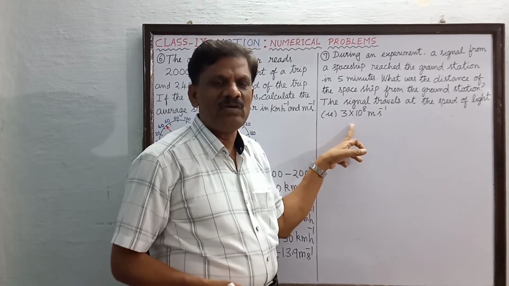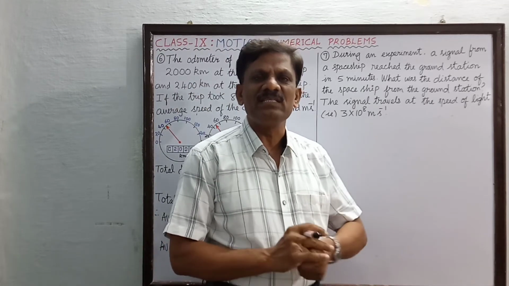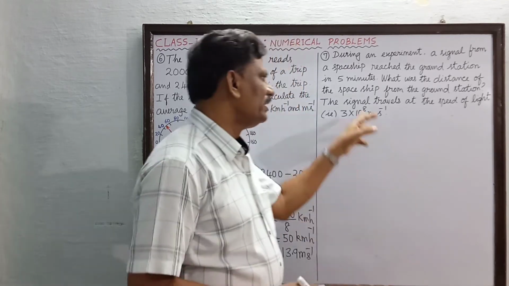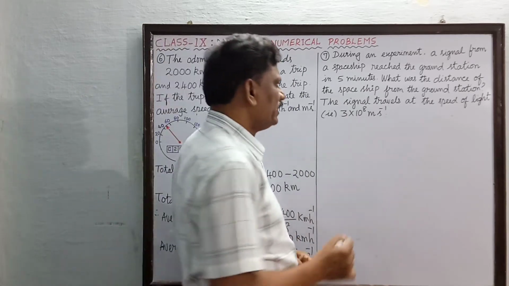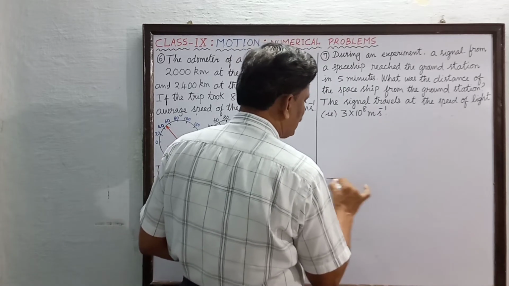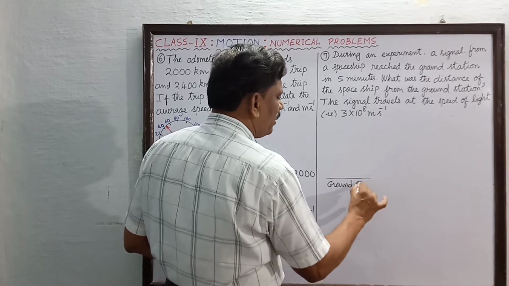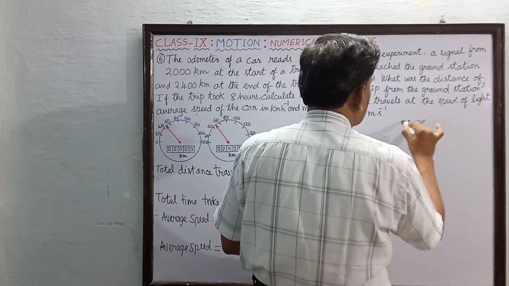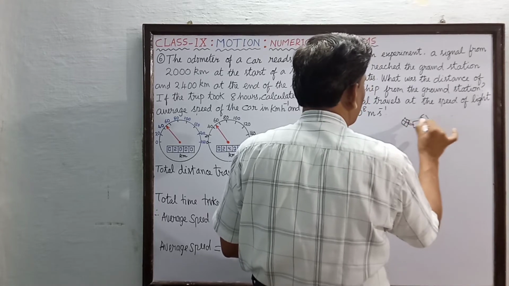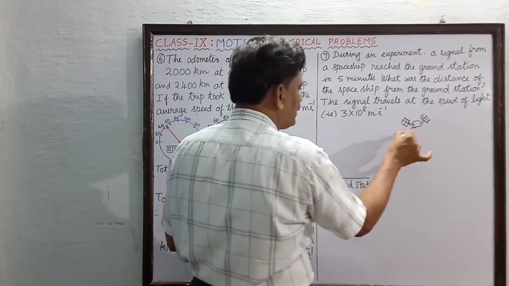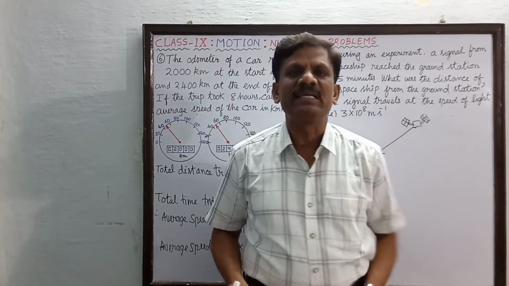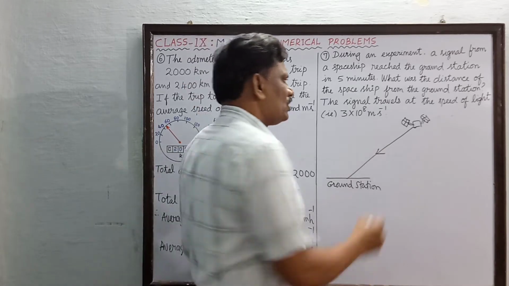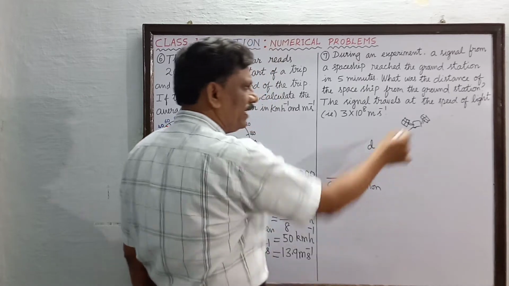So you must be knowing the standard value of the speed of light, that is 3 into 10 power 8 meters per second. So in 1 second, light travels 3 lakh kilometers, or 3 into 10 power 8 meters. So it is very, very simple. Suppose this is the ground station, and from the space, let us say this is a spacecraft, these are solar panels. So from here it is flashing a signal, that signal is traveling. Always light as well as electromagnetic waves, called signals, travel along a straight line path only. So this is the distance traveled by the signal.